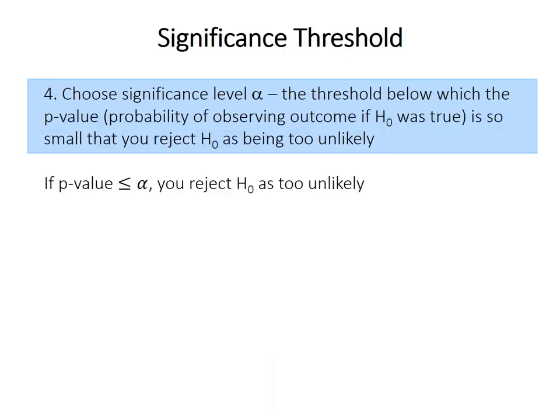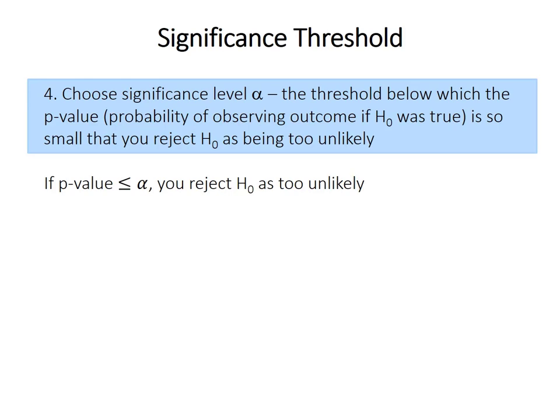So the p-value is just a probability. On its own, it doesn't allow you to make any decisions. You need to pair the p-value with some predetermined significance level called alpha. So alpha is the threshold, and if the p-value is lower than or equal to that threshold, we can conclude that the null hypothesis is unlikely enough that we can reject it.